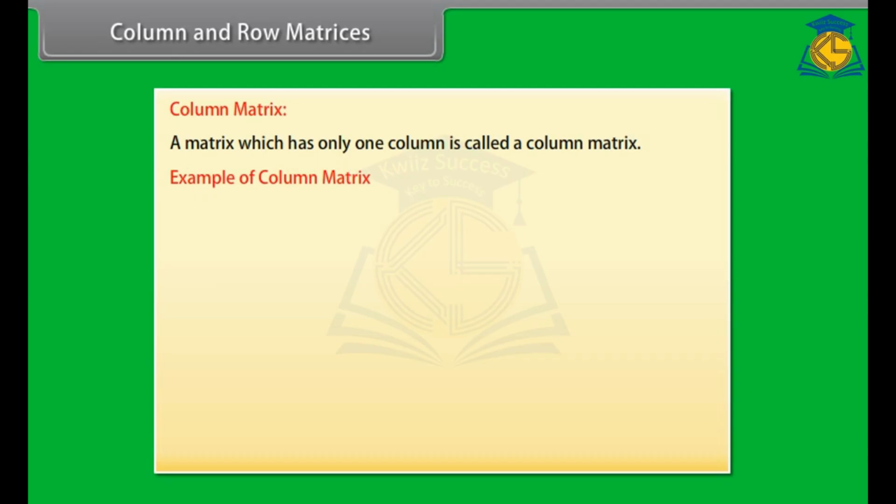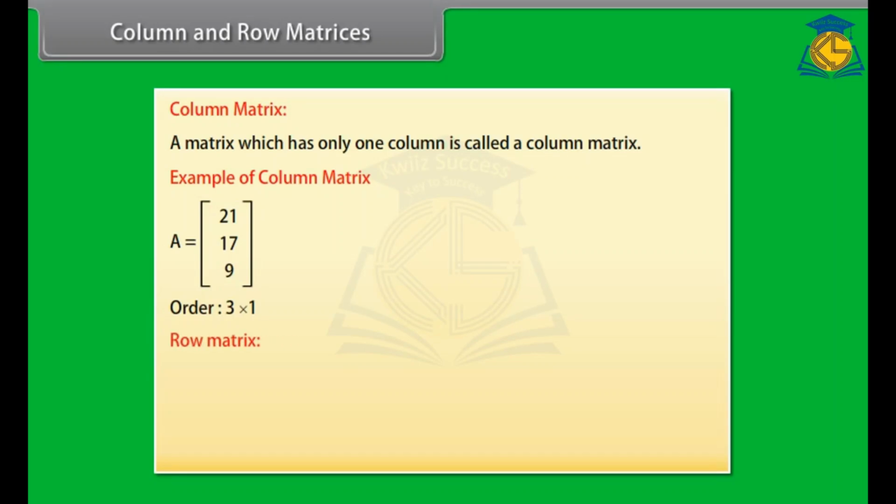Column and row matrices. Column matrix. A matrix which has only one column is called a column matrix. Example of column matrix: A is equal to the column 21, 17, 9. This matrix has 3 rows but only one column, so it is a column matrix. Its order is 3 by 1.